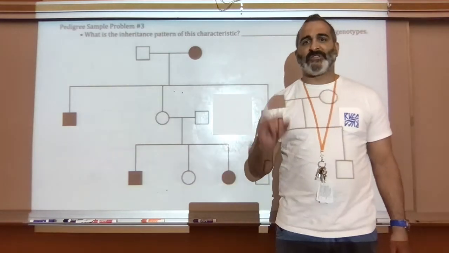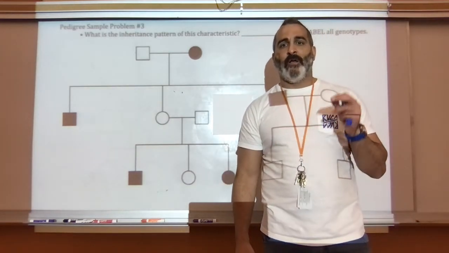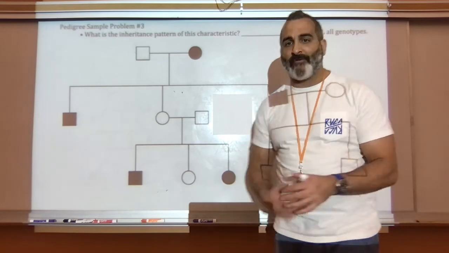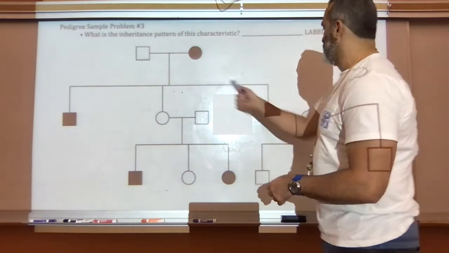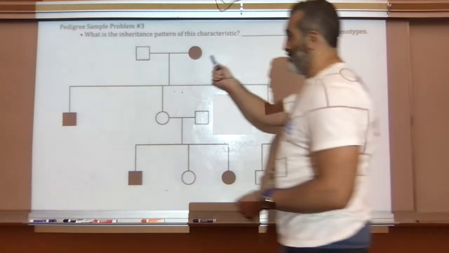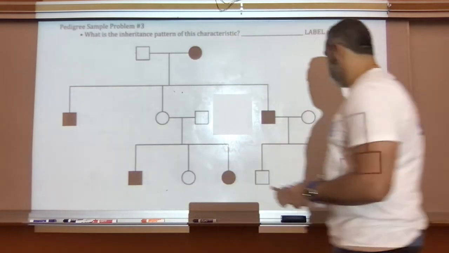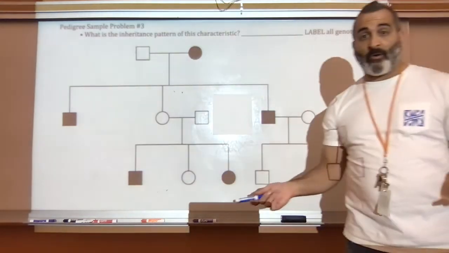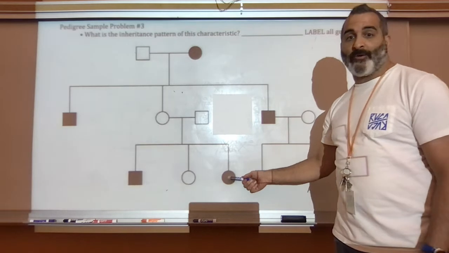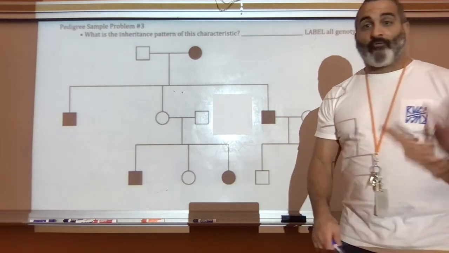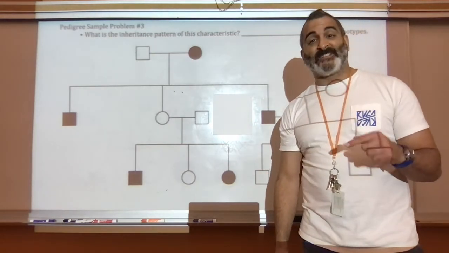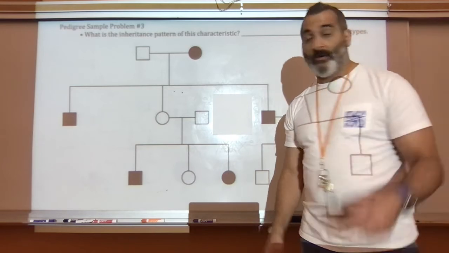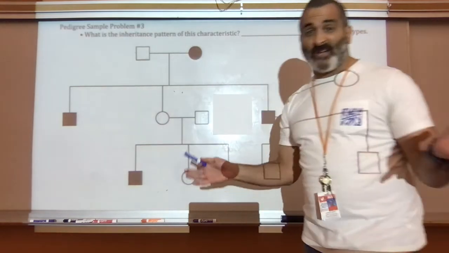Rule number 1, if sex linked, if a female has it, all of her sons must have it. She has it, he has it, he has it. Okay? So far it works. She has it, but we don't know what her sons look like. Okay? Rule number 2, if a female has it, her father must have it. We don't know what her father looks like, so that doesn't apply.